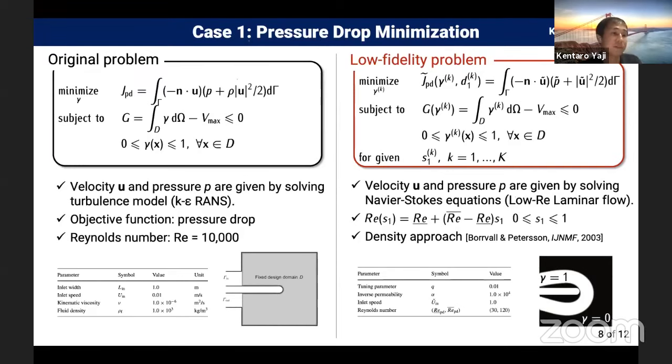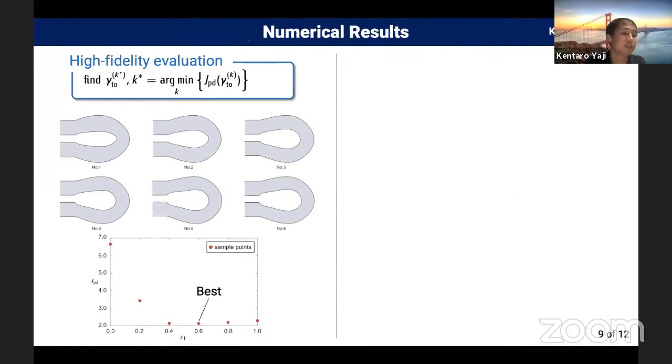For generating various design candidates, we define the seeding parameter like this. This means low fidelity optimization is conducted under various Reynolds number conditions between 30 to 120. That is, we assume that the satisfactory solution of the original turbulence problem exists in the low Reynolds number flow problem. Let me show you the numerical example.